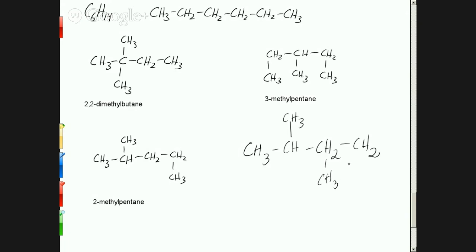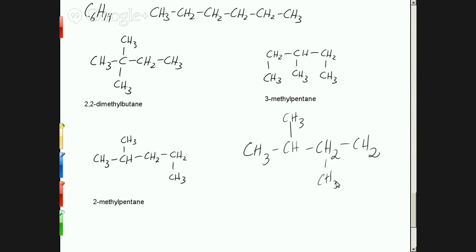Wait, I think I was right. So you switch positions because the first one, 2 means it's on the second, and 3, the other one is on the third. Right. But I just want to make sure all the hydrogens add up. 6, 7, 8, 9, 10, 11, 12, 13, 14. Okay, never mind. They're all 14 hydrogens, right? So it's all there. I don't know why I second guessed. All 14, right?